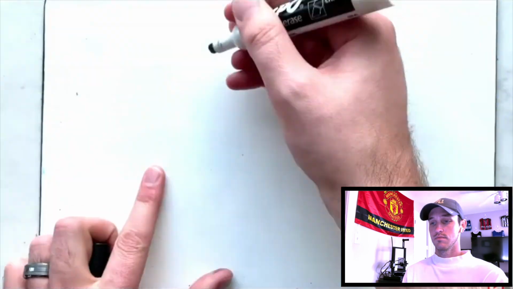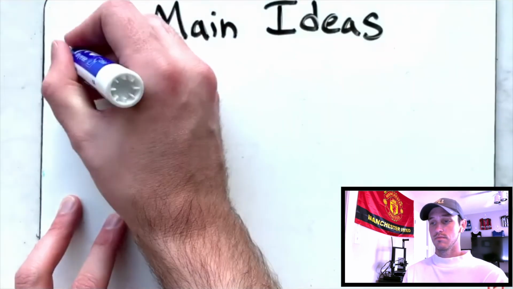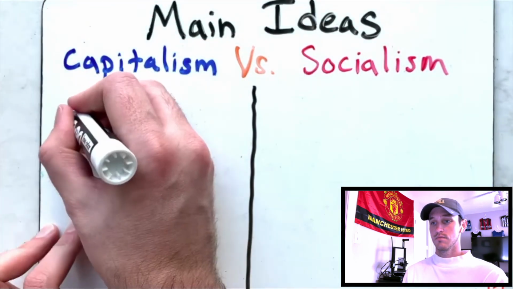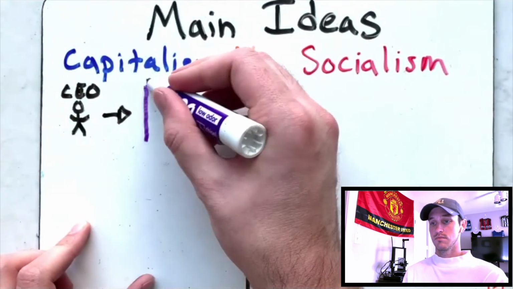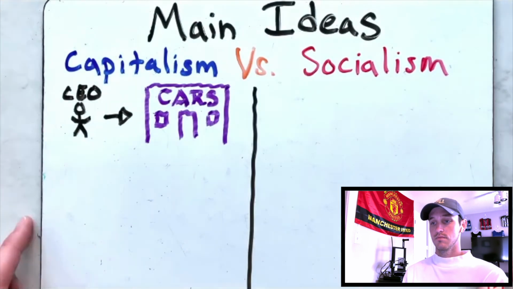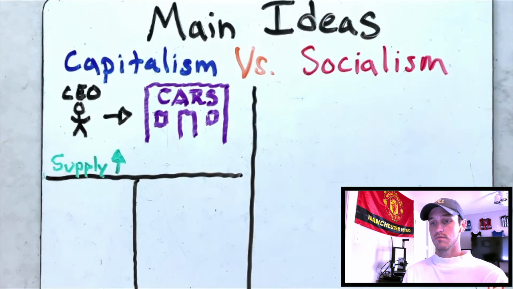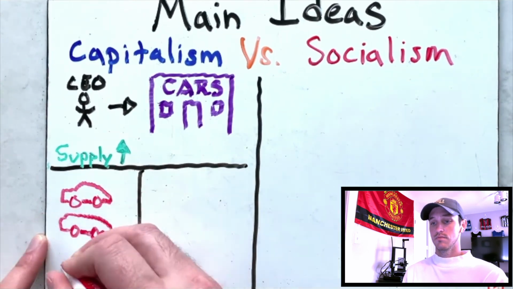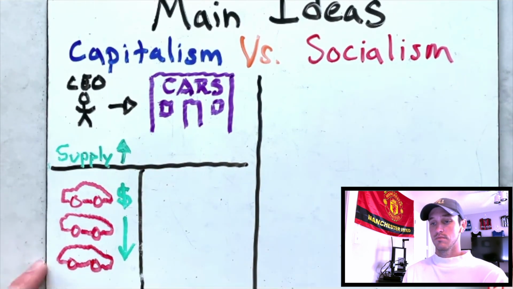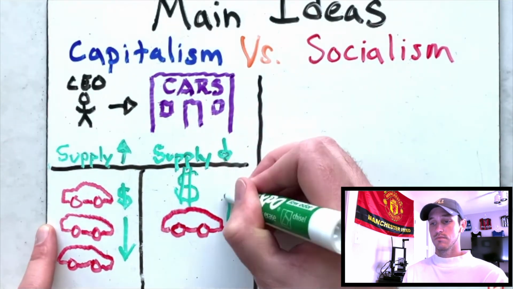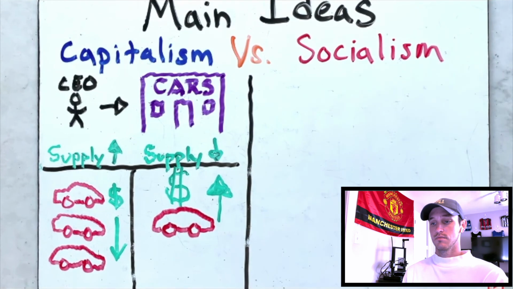Next, let's compare their main ideas. In capitalism, private individuals own and control businesses, property, and their investments. It thrives off the system of supply and demand. Supply pertains to how much product can be made, and demand refers to how much of that product consumers are willing to purchase at a certain price. This encourages businesses to make quality products as efficiently and inexpensively as possible.